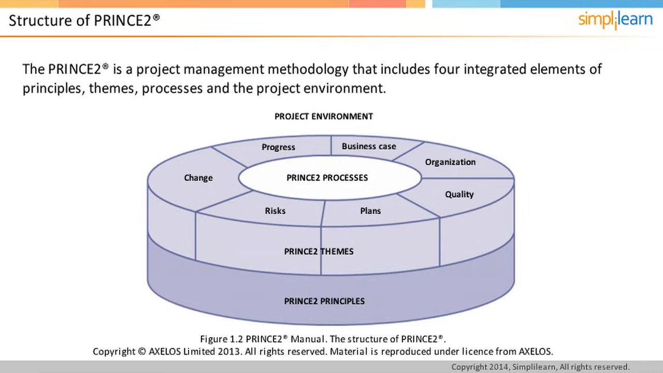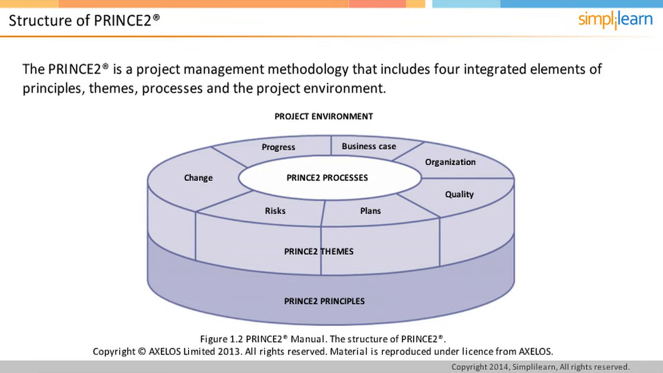The themes describe aspects of project management that must be addressed continually and in parallel throughout the project. The purpose of themes is achieved by performing PRINCE2 processes throughout the project. There are 7 themes that describe how the 7 principles can be followed while achieving the objectives of the themes.